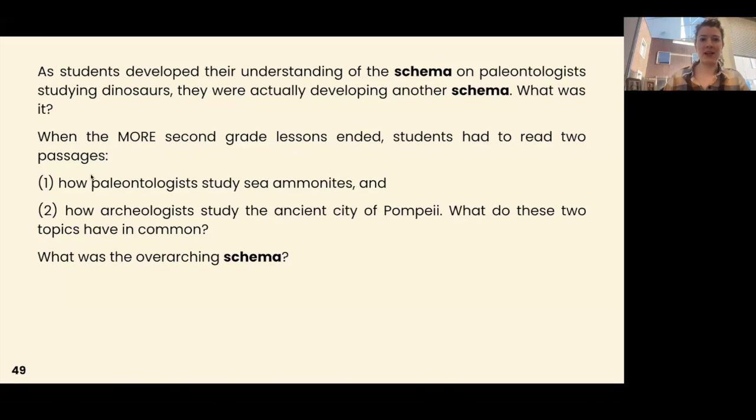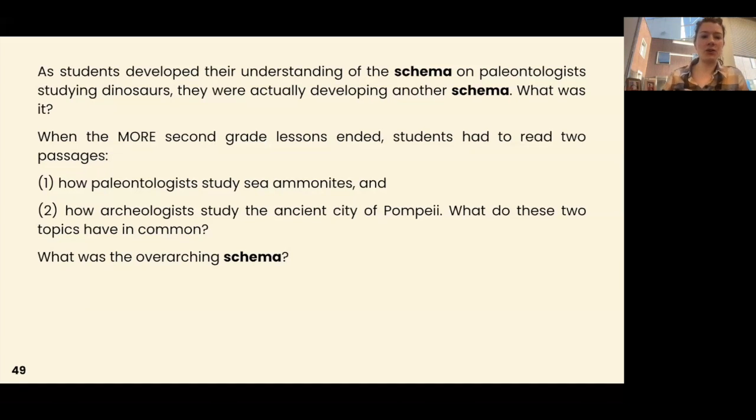So we wanted to know, is this spiral curriculum helping students transfer knowledge? At the end, we had students read two passages. We had them read a passage on how paleontologists study sea ammonites. And we also had them read a passage on how archaeologists study the ancient city of Pompeii.